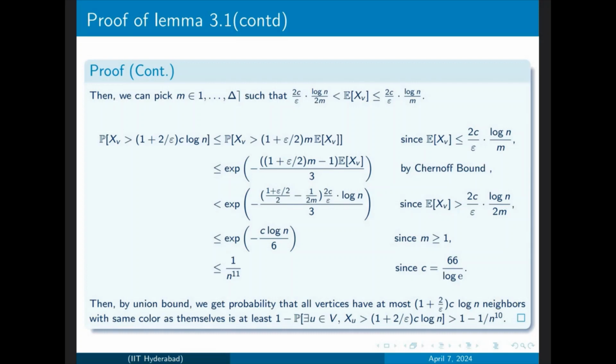So simplifying further, we see that the bad probability of this xv being greater than 1 plus 2 by epsilon into c log n is at most 1 by n to the power 11. When we sum this inequality over all the vertices, the total probability will be at most 1 by n to the power 10. So we prove that with probability at least 1 minus 1 by n to the power 10, every vertex has at most 1 plus 2 by epsilon c log n number of neighbors with the same color, thus completing the proof.